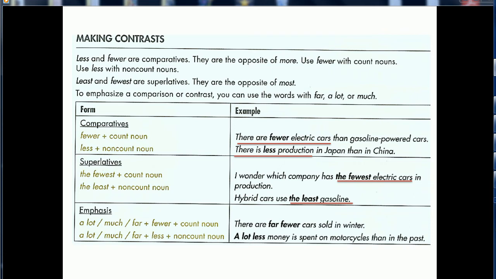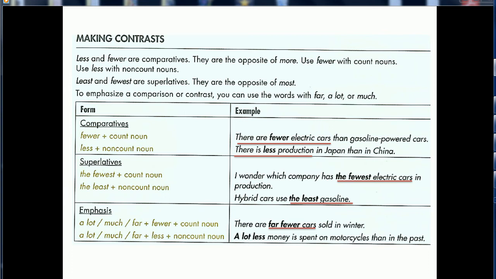But if you want to emphasize that, then you say, there are far fewer cars sold in winter. Once again, there are far fewer cars sold in winter. Alright, so notice here the formula. You can use a lot, much, far plus fewer plus count noun. On the other hand, you have a lot, much, far, plus, notice we say less. Why? Because you're going to use it with non-count nouns.